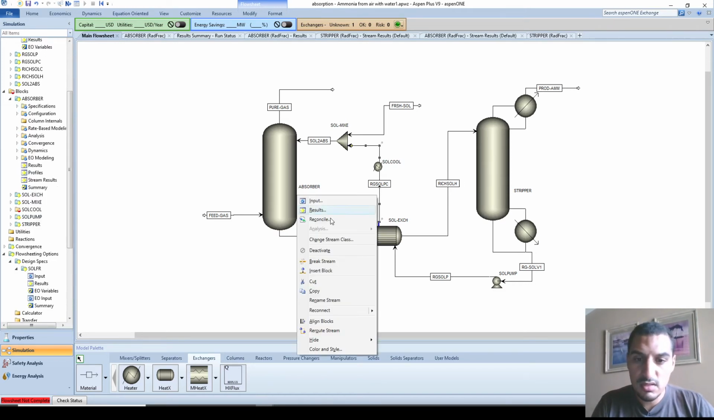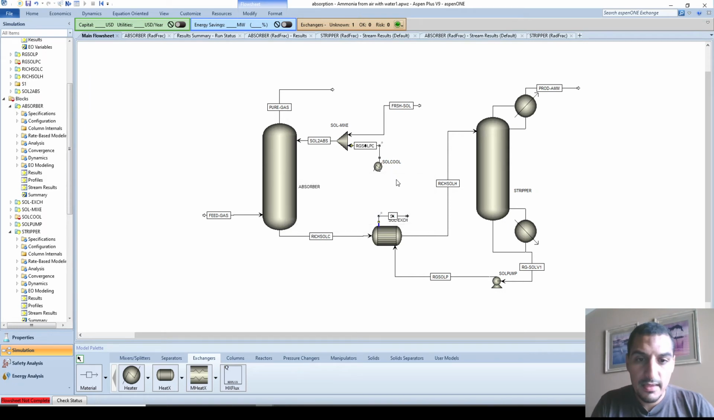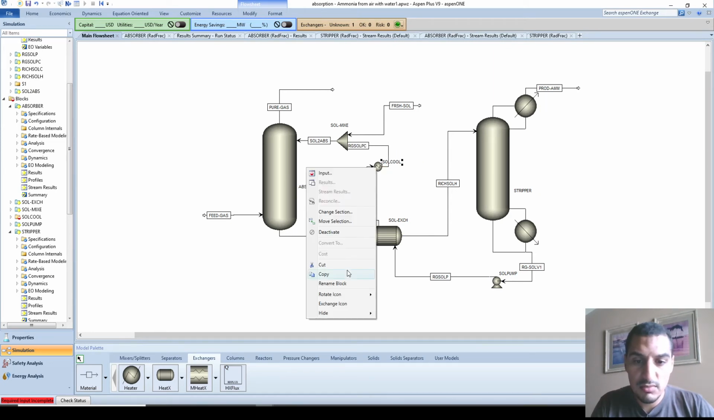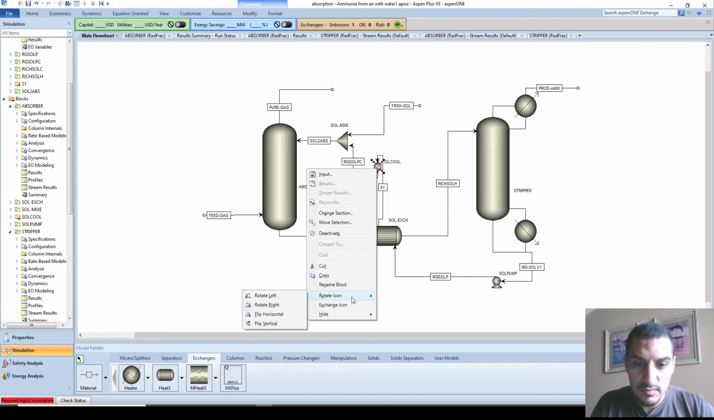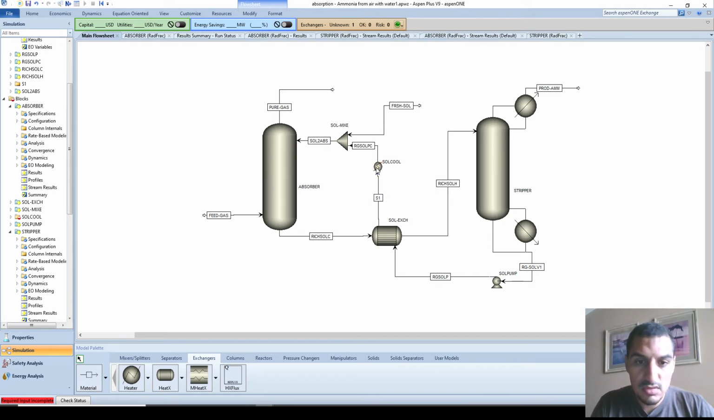Again, breaking this stream, and connect this here and connect this here. Rotate it so that it looks nicer. Oops, I think I did it the wrong way. I'm gonna flip it vertical, so now it looks way better.